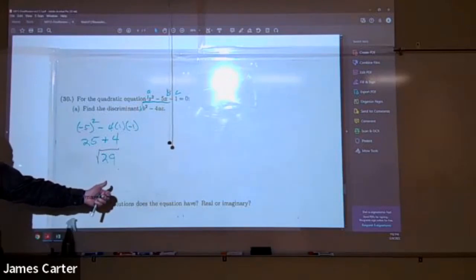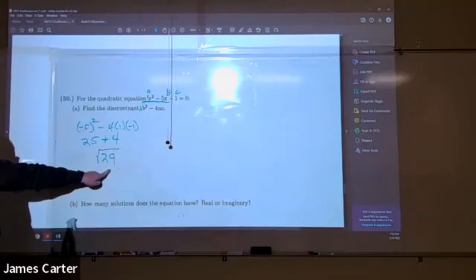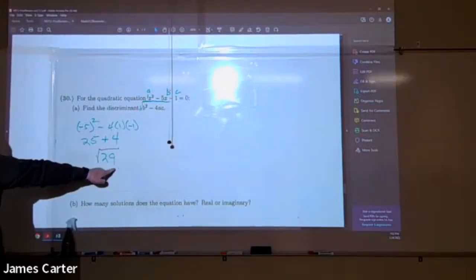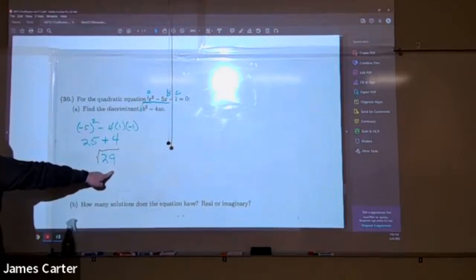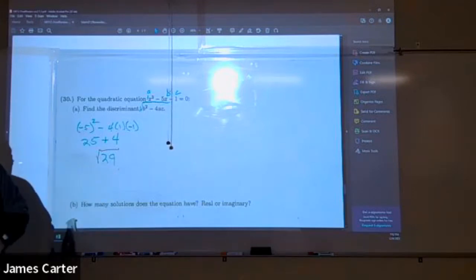Okay, those are the two easy ones to rule out. And this is not a perfect square. That means you can't take the square root of it and get a real number or rational number. So your answer is 2 irrational numbers.